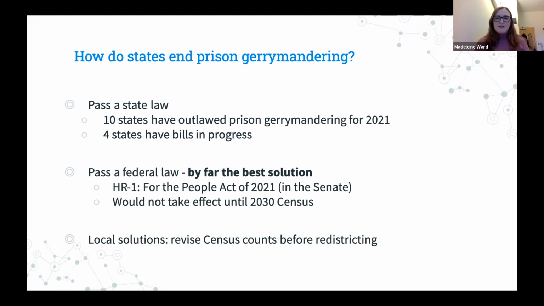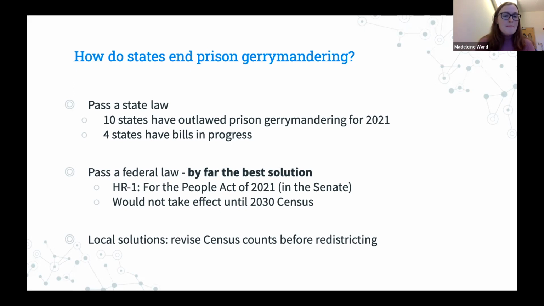10 states have outlawed prison gerrymandering for the 2021 redistricting cycle, and 4 states have bills in progress to do so. By far the most comprehensive solution is to pass a federal law. There's actually one in the Senate right now. It's called the For the People Act, but this would not take effect until 2030, and it's not even a sure thing because people do not like prison reform, and there's also a lot of other things like enfranchisement that are included in that bill, but I urge everyone to read it.